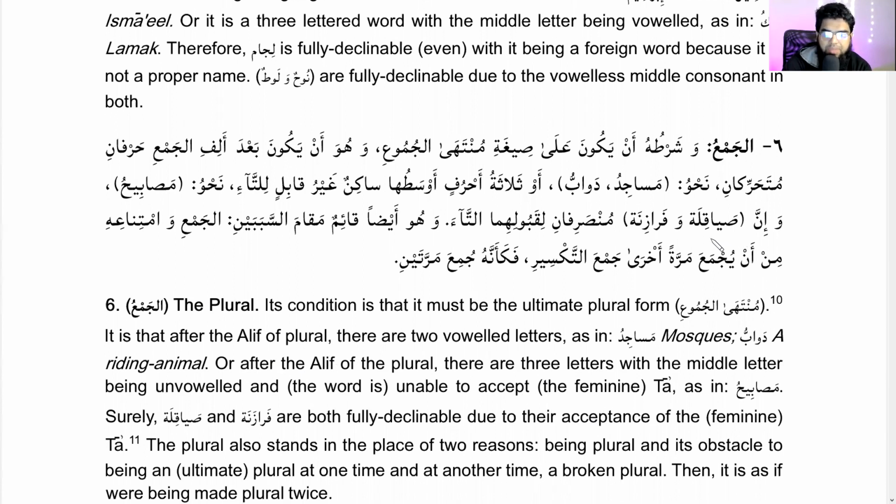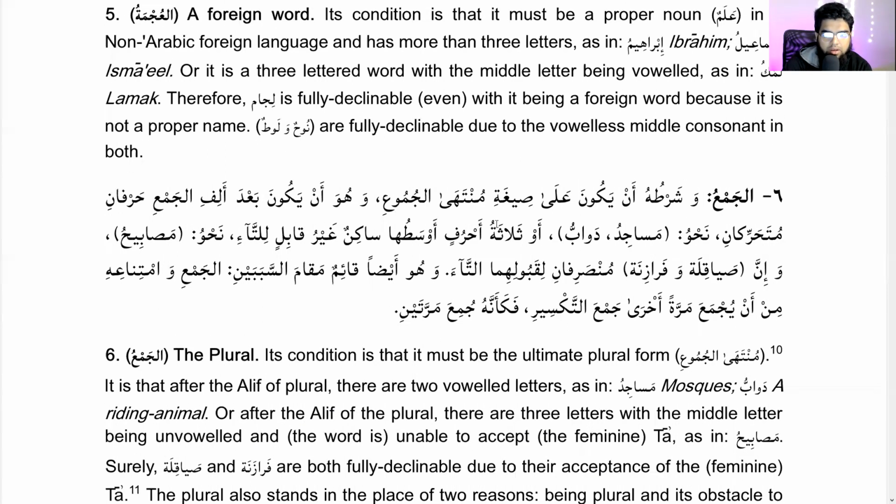As in, wa inna sayaqilatu wa farazinatu. As in, sayaqila and farazina munsarifan. See, sayaqila and farazina. There's an alif and 3 letters. Now, this is munsarif liqabulihim ta', because of their acceptance of ta. They accept ta marbuta, and anything which accepts ta marbuta, they can easily give tanween to it, right?